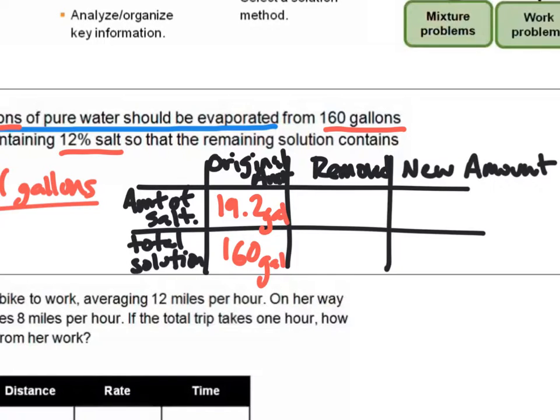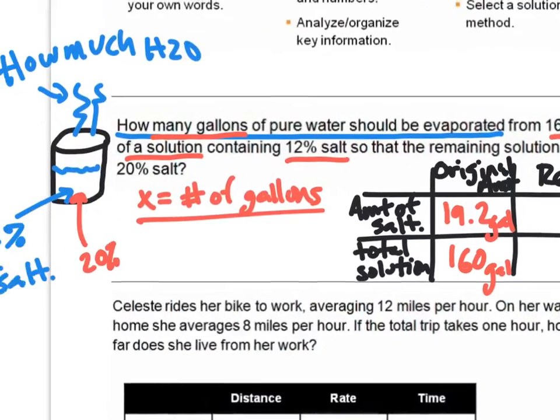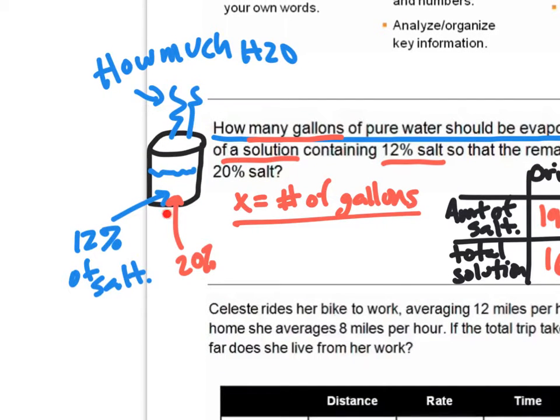Now, we have to think about this for a second. When water evaporates, well, percent of what? The salt and the water. Here's my question. When the water leaves, if 10 gallons leave, that would be a completely different percent of salt, because it would be 150. But here's my question: how much salt leaves when water evaporates? Zero.